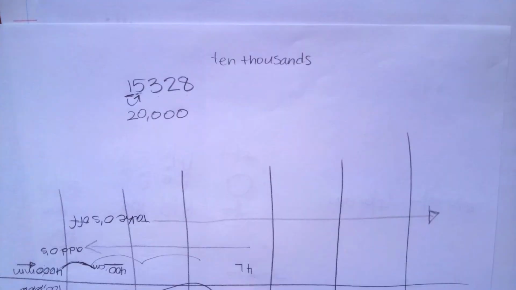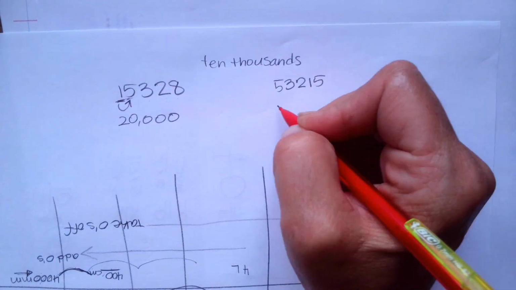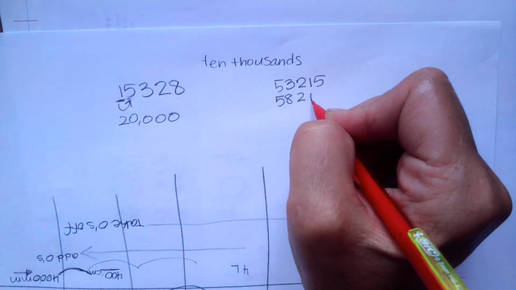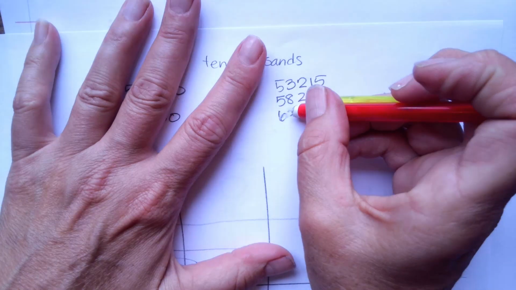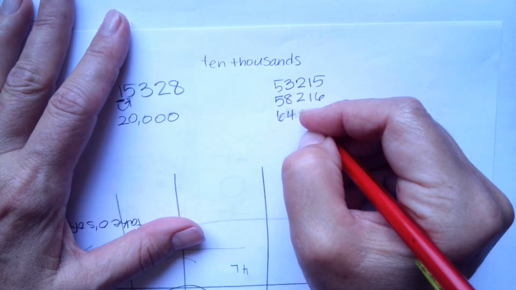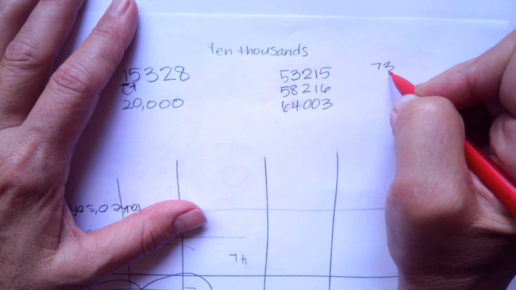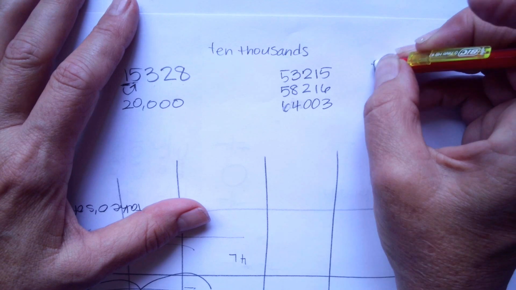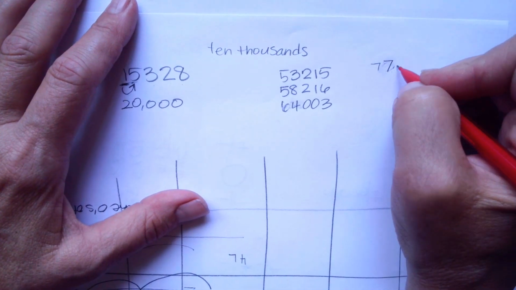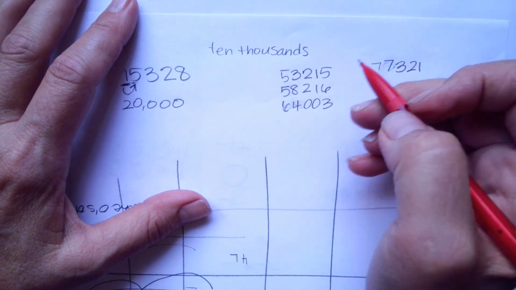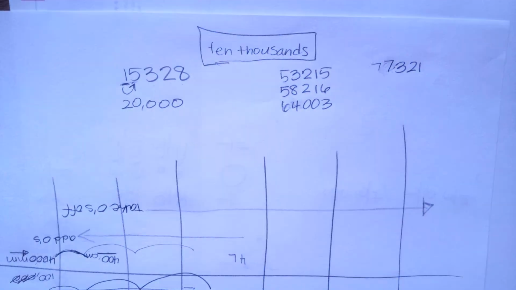So for homework, you're going to round 53,215, 58,216, 64,003, and 73,... I keep using 3. Got to get 3 out of my head, Jacob. 77,321. You're going to round all of these to the 10,000s place. And that will be your homework, my love.